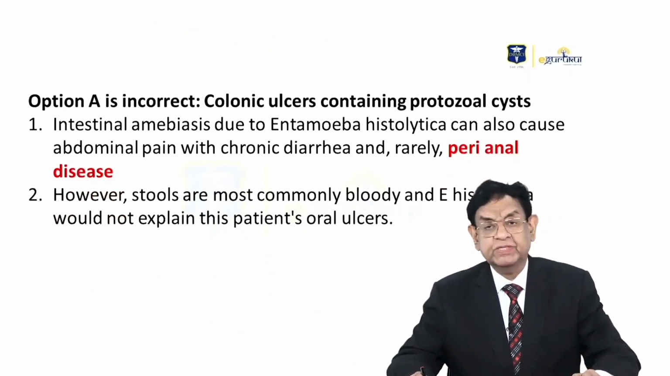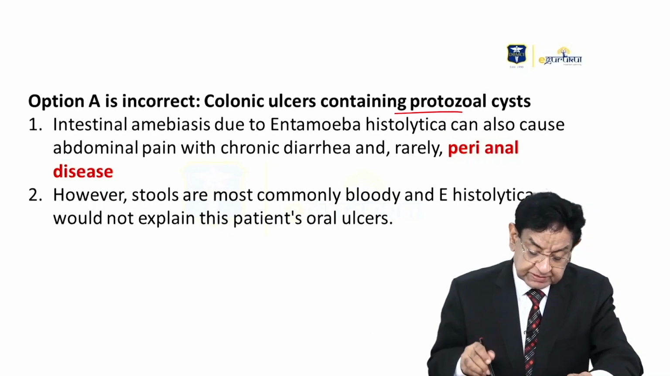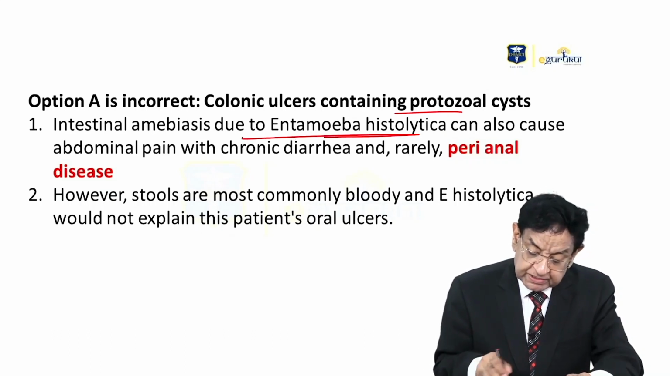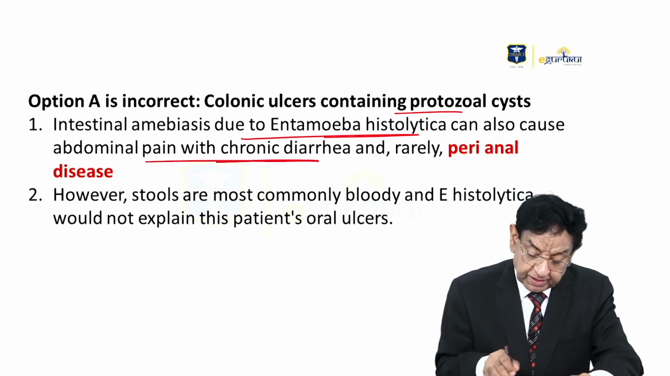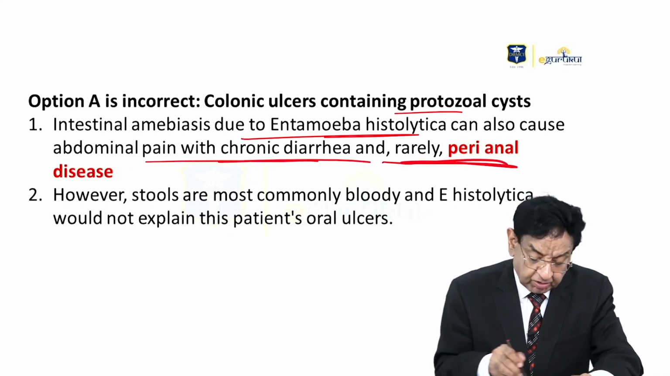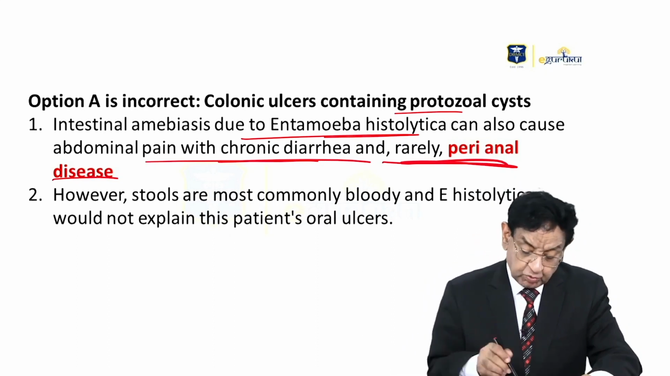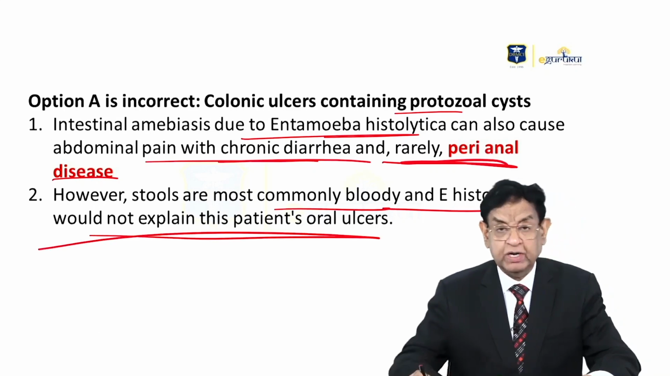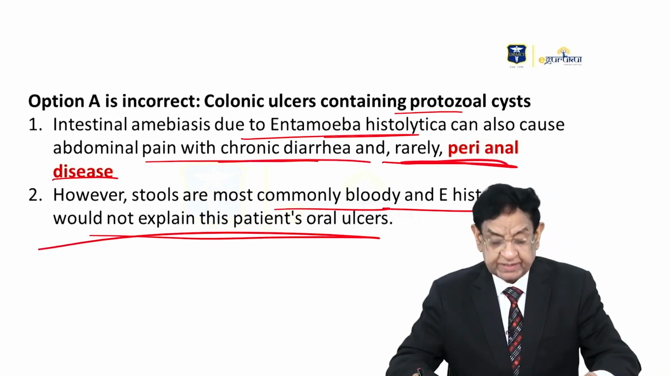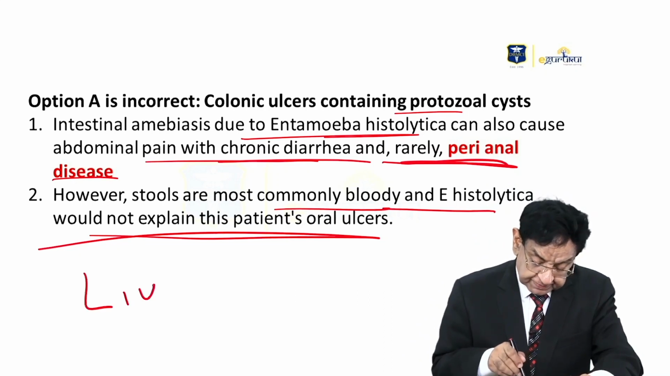Now let's look into the other options. A. Colonic ulcer containing protozoal cyst, Entamoeba histolytica, which can lead to amoebiasis, can also cause abdominal pain and chronic diarrhea, but they rarely cause perianal disease, not a feature. Stools are more commonly bloody, and Entamoeba histolytica would not explain this patient's oral ulcer. Of course, they can lead to liver abscess.